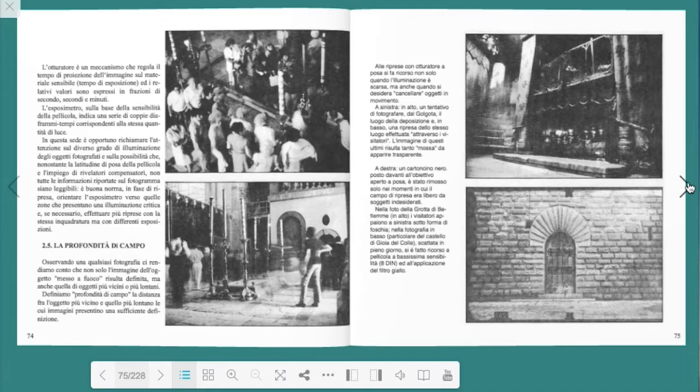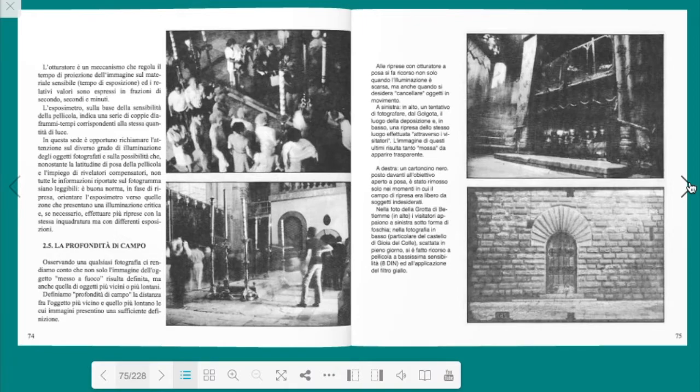In the photo of the Bethlehem grotto above, visitors appear on the left in the form of mist. In the photograph below, detail of the castle of Gioia del Colle, taken in broad daylight, the use of very low sensitivity film and the application of the yellow filter.